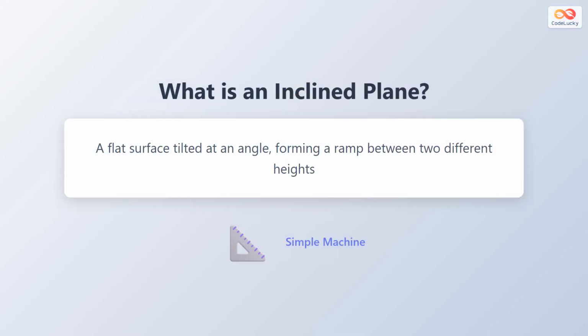An inclined plane is a flat surface that is tilted at an angle. It forms a ramp connecting two different heights. Unlike complex machinery, an inclined plane has no moving parts. It's simply a sloped surface that serves as a simple machine to make work easier.